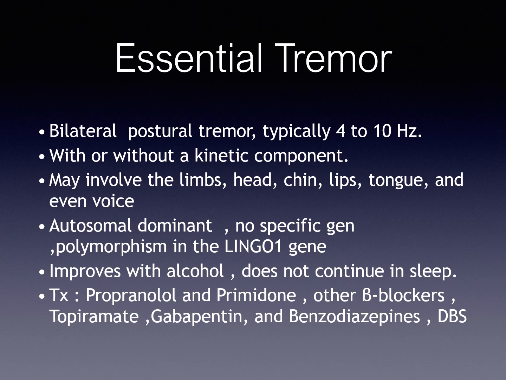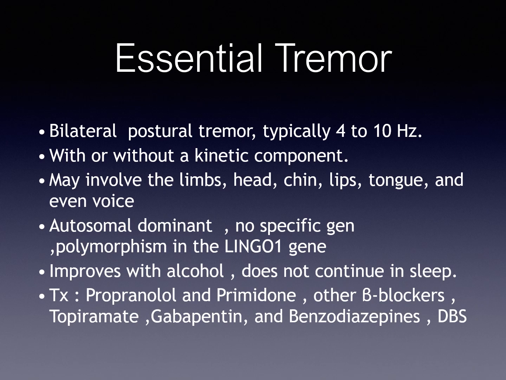It can involve the limbs or the head or chin or lips or tongue or even the voice. It is familial. A significant portion of patients would report family history. It has autosomal dominant inheritance. Polymorphism in the LINGO1 gene has been identified in this condition. The tremor in this condition may improve with alcohol intake. That can help with the diagnosis. And the tremor subsides or disappears in sleep.